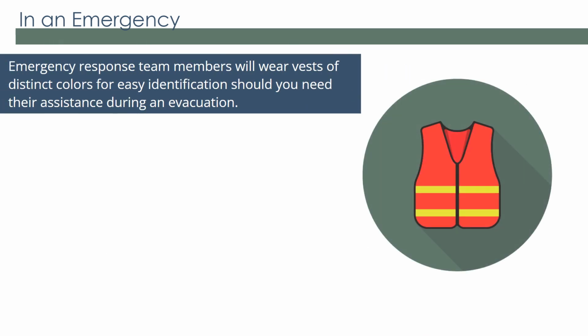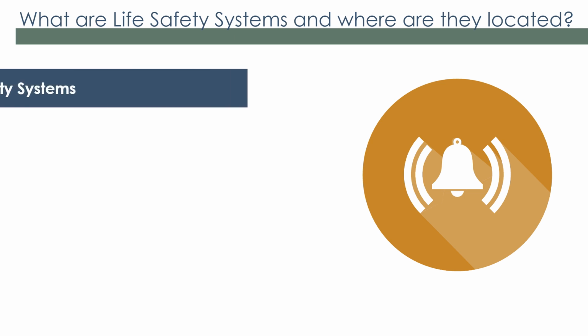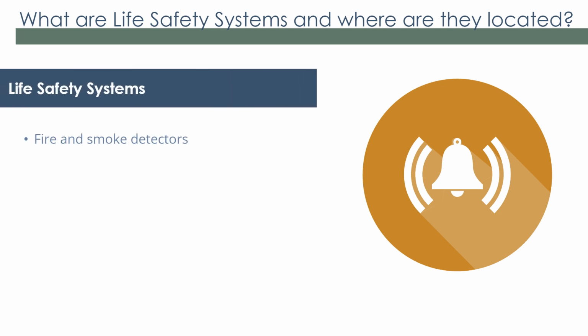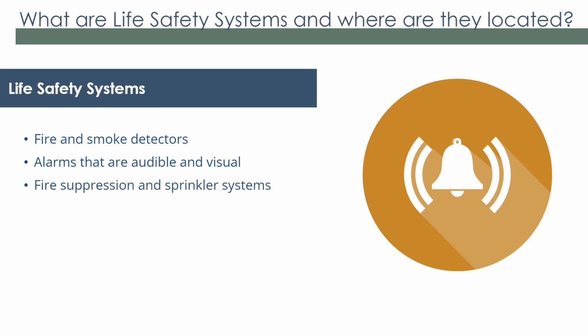Emergency response team members will wear vests of distinct colors for easy identification if you need their assistance during an evacuation. Each corporate office is equipped with life safety systems, which include fire and smoke detectors, alarms that are audible and visual, alarm sounds and flashing lights, and fire suppression and sprinkler systems. These devices are connected to a fire alarm control panel and accurately identify various types of dangers before they escalate.